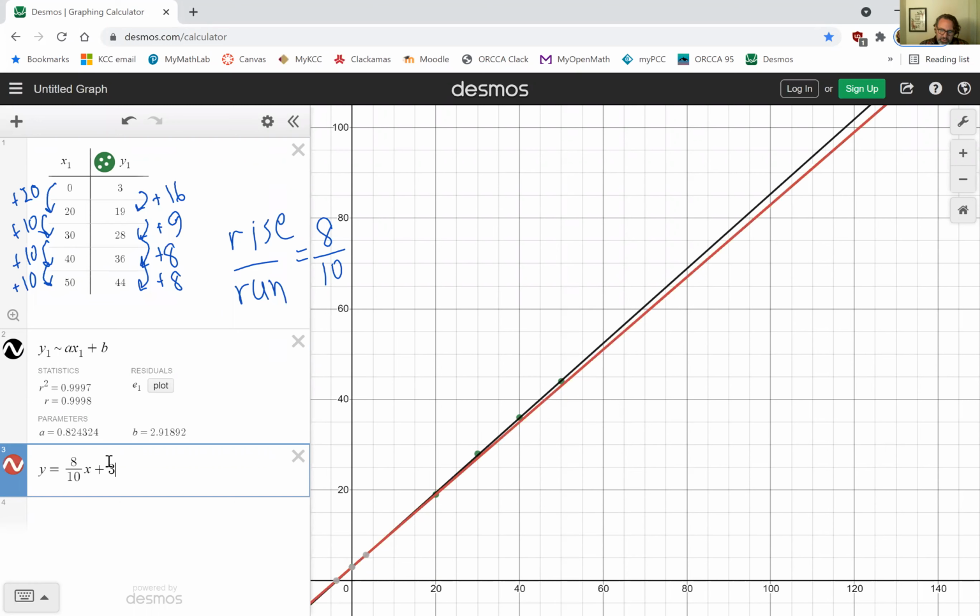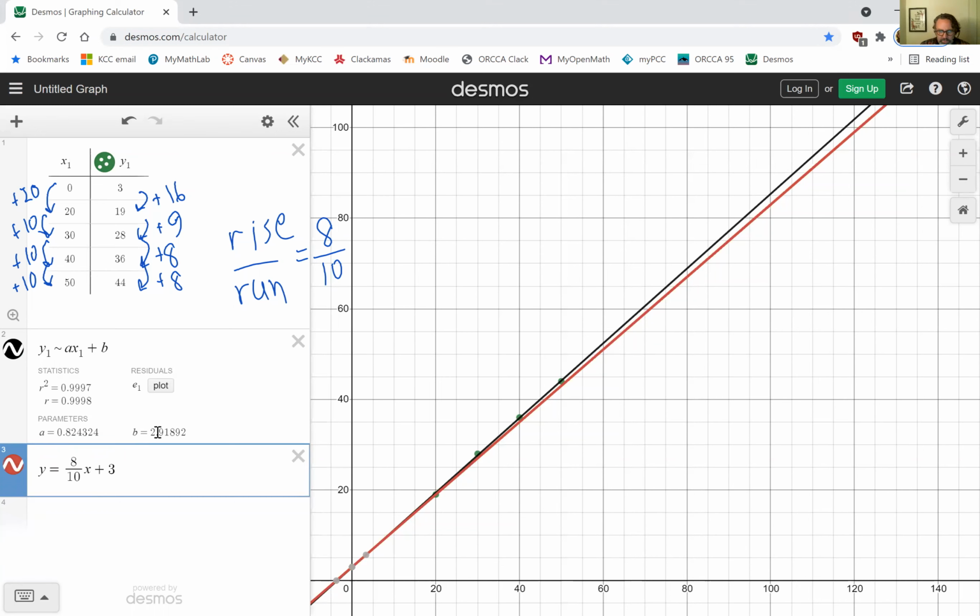And you'll see the two lines are pretty close to each other at the beginning, but the farther out we go, the difference in slope means that the regression equation we got has a steeper slope, 0.82-ish. So it's increasing more rapidly.